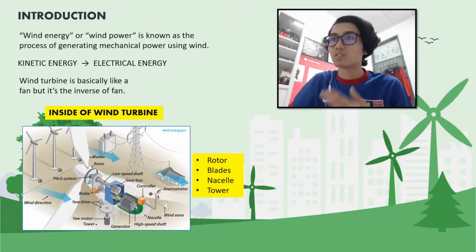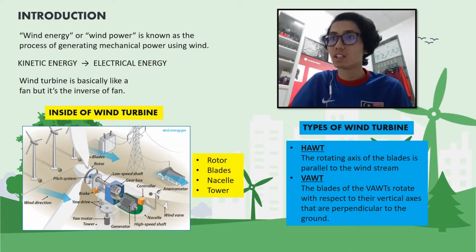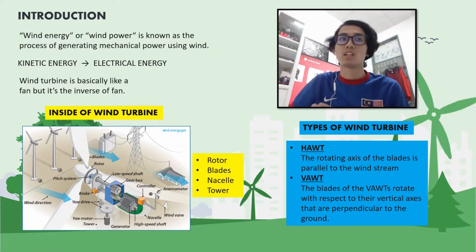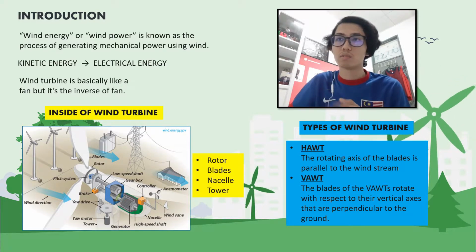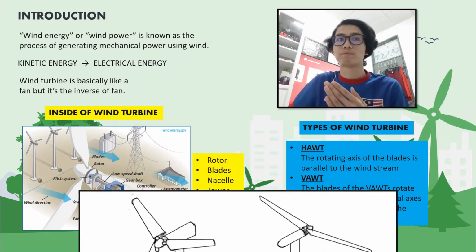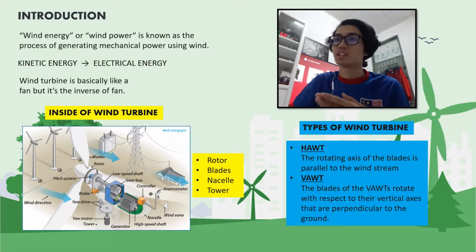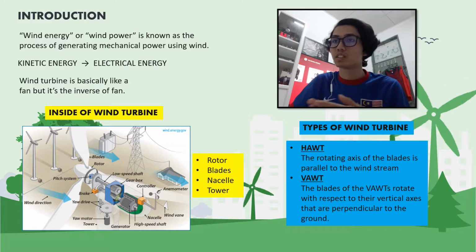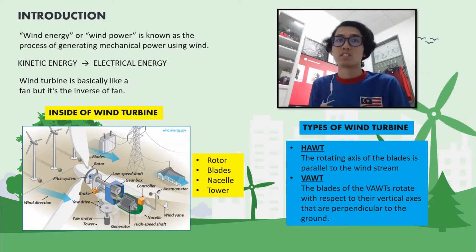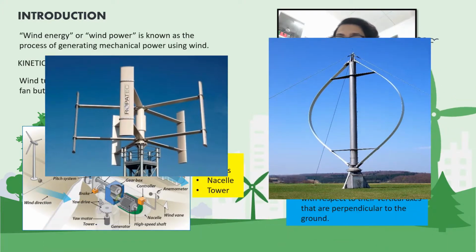There are two types of wind turbine. The first one is the horizontal axis wind turbine. The rotating axis of the blade is parallel to the wind. Examples of HAWT are the upwind and downwind wind turbines. Next is the vertical axis wind turbine. The blades of the vertical axis wind turbine rotate with respect to the vertical axis that is perpendicular to the ground. There are two examples of this wind turbine, which are the Darrieus turbine and the gyromill turbine.